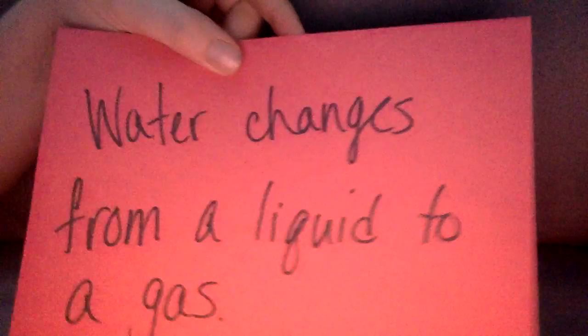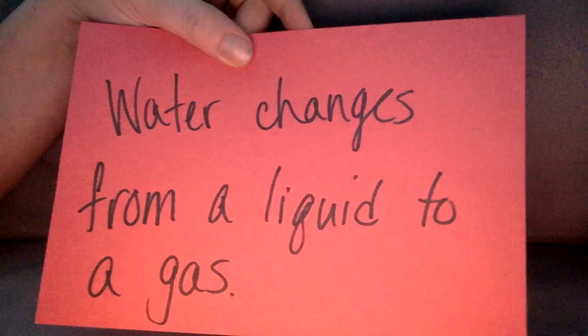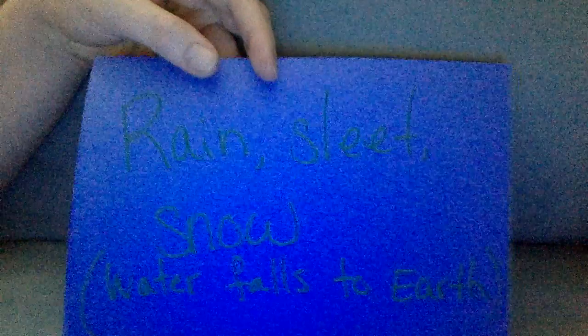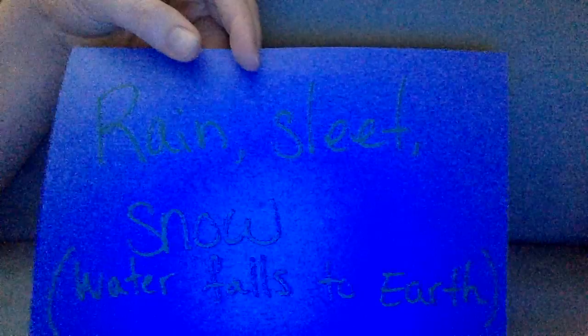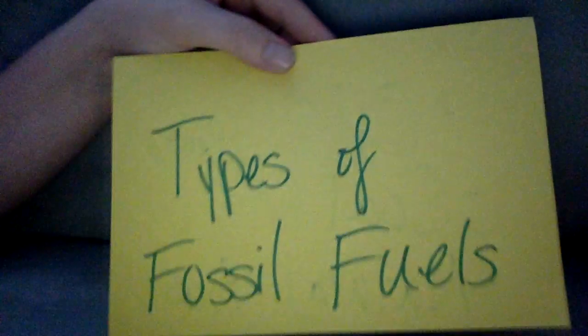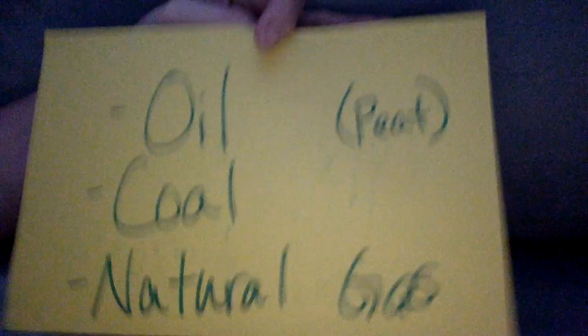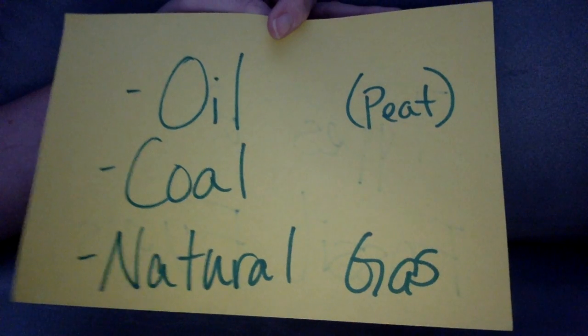Water changes from a liquid to a gas during evaporation. When water falls to the earth, as rain, sleet, or snow, this is called precipitation. Three specific examples of fossil fuels: oil, coal, and natural gas.